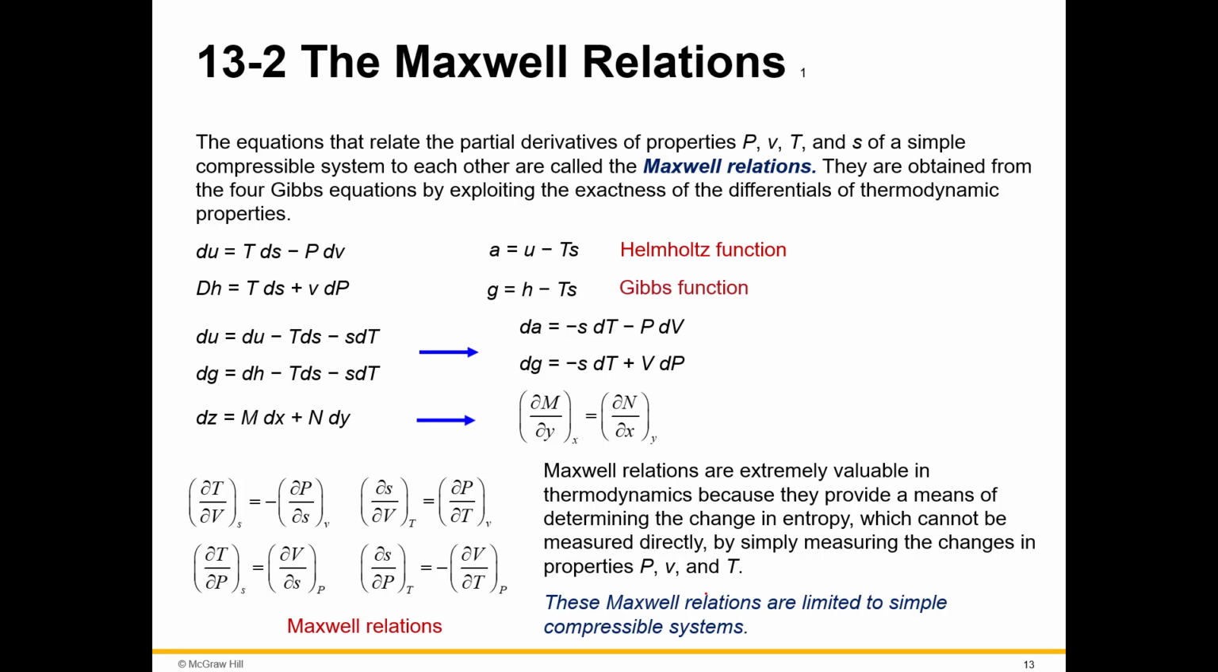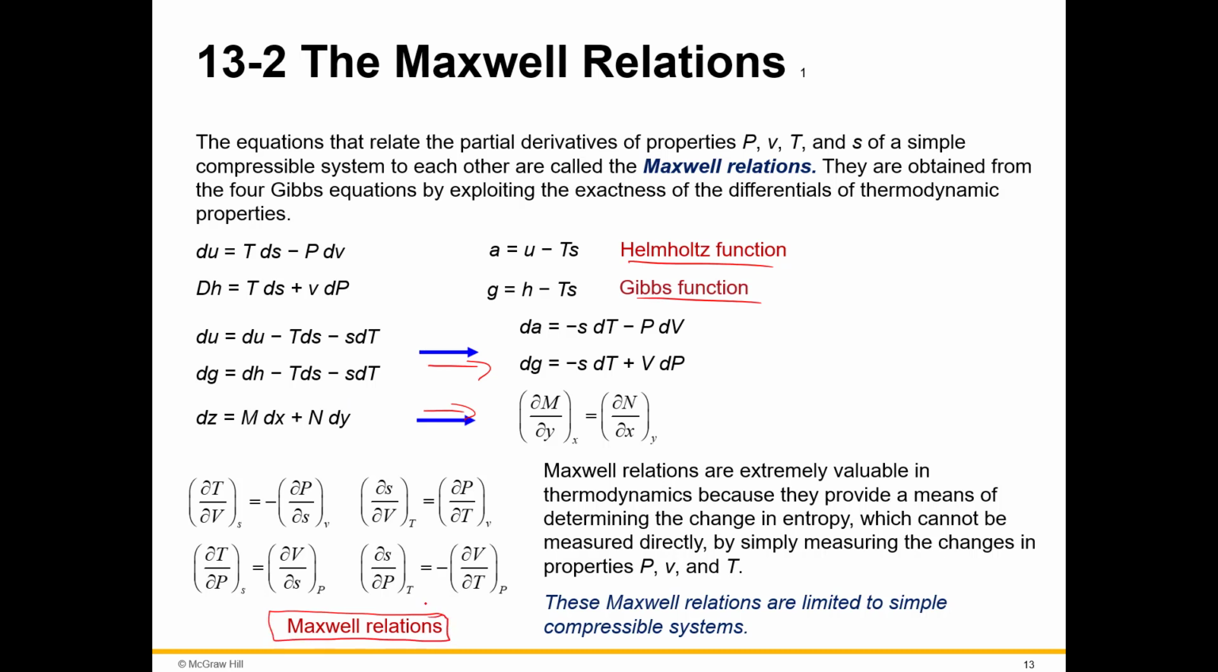So here, we're going to get into the Maxwell relations. The equations that relate the partial derivatives of properties P, V, T, and S of a simple compressible system to each other are called the Maxwell relations. So that's how they relate together. They are obtained from the 4 Gibbs equations by exploiting the exactness of the differentials of thermodynamic properties. So here you've got the Helmholtz function and then the Gibbs function here. And we're just talking about how they relate to them using the exactness. And then these are the relations here. We've got these 4 relations, right?